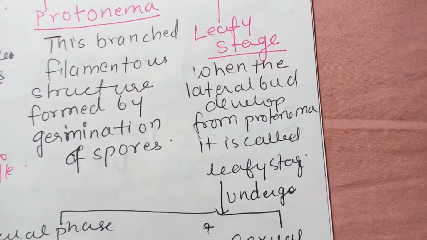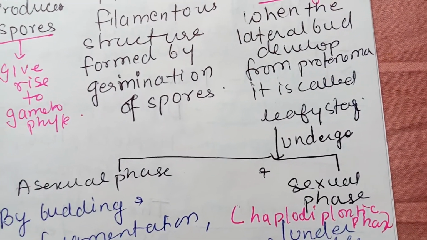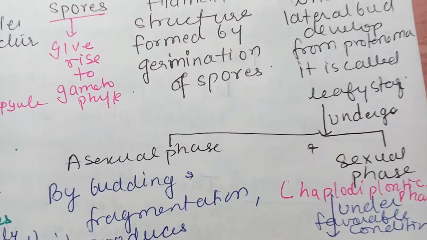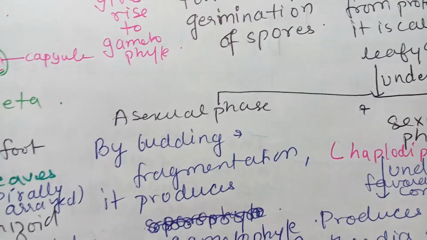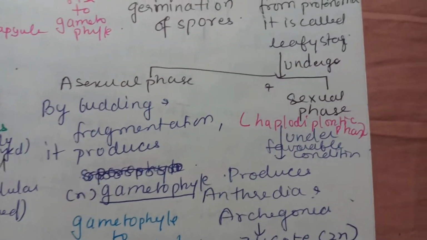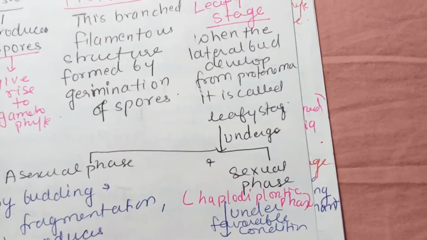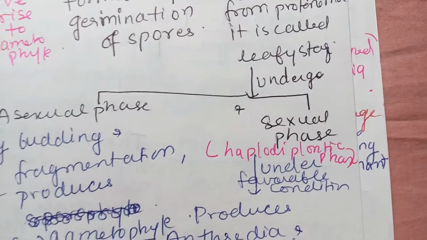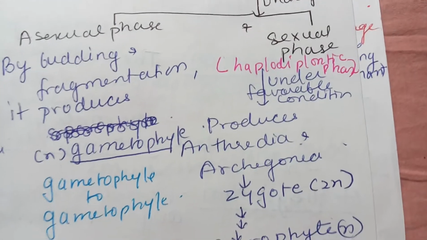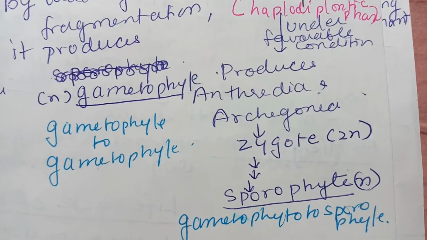Leafy stage: when the lateral bud develops from protonema, it is called the leafy stage, and it undergoes two different cycles: asexual cycle and sexual phase. The asexual phase may be by budding, fragmentation, and it produces gametophyte. Whereas in the sexual phase, it is haplodiploidic, that is, it will undergo haploid and diploid phases. It takes place under favorable conditions and produces antheridia and archegonia. Later on zygote is produced, and from the zygote the sporophyte is formed.